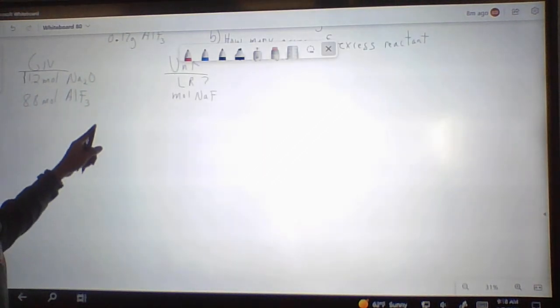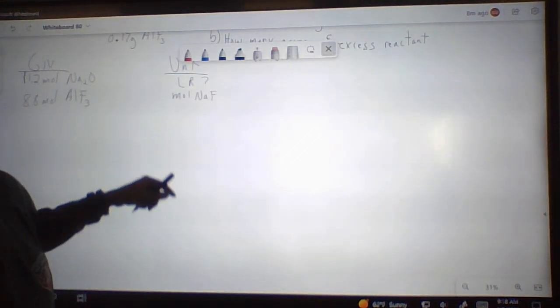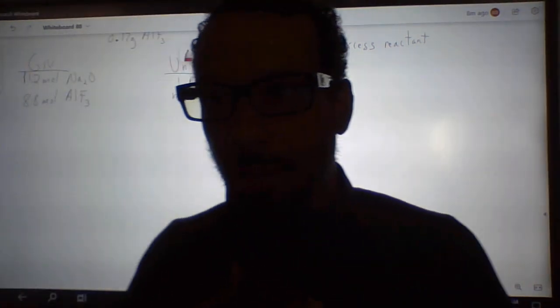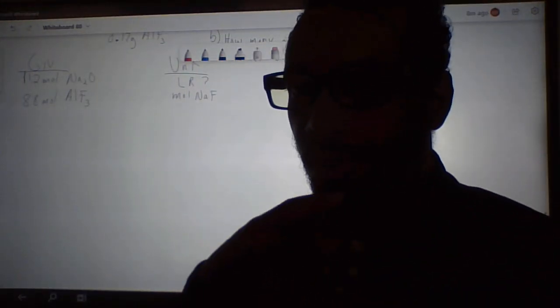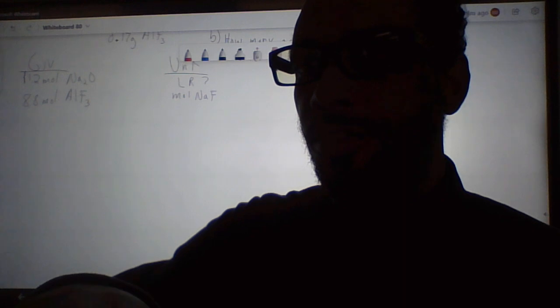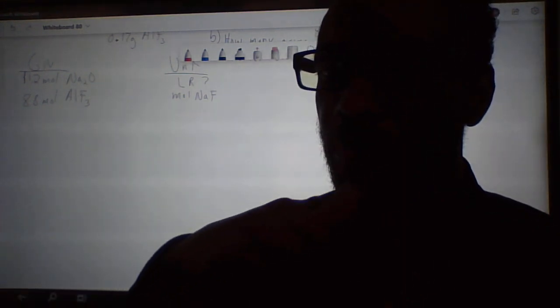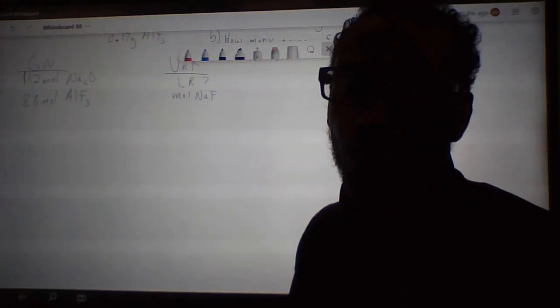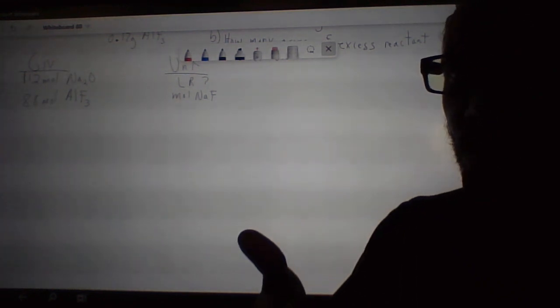Let's go. All right. So here, we have a limiting reactant problem. We're going to be determining the limiting reactant between sodium oxide and aluminum fluoride. We have two amounts, 11.2 and 8.8. So the first thing we need to do is determine which product we want to convert to. We have to convert to one of the two products.